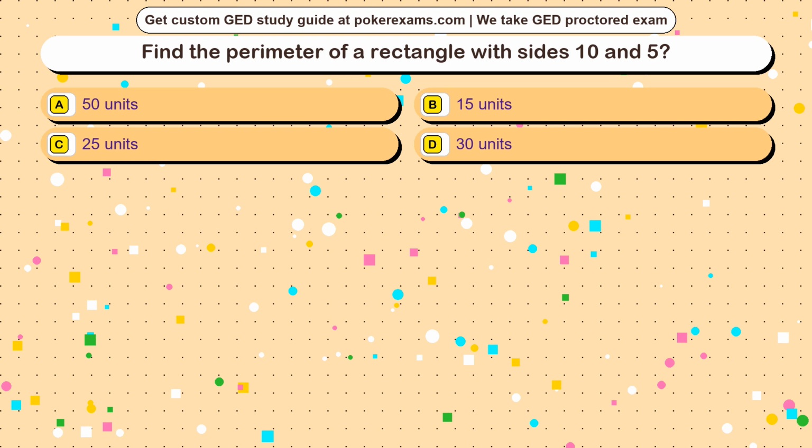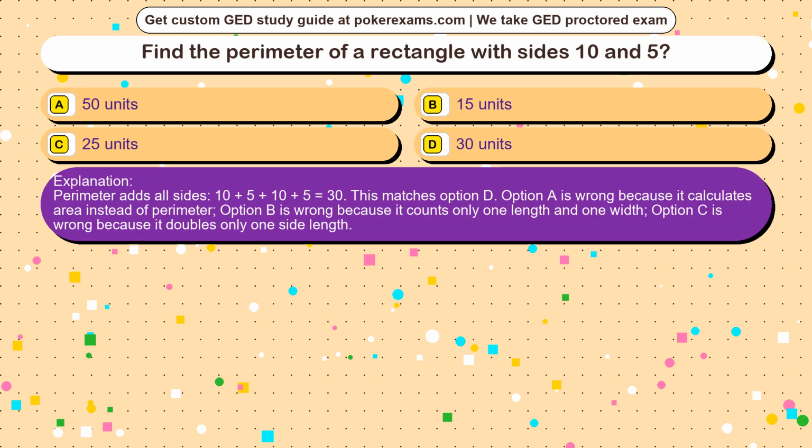The correct answer is option... Perimeter adds all sides, 10 plus 5 plus 10 plus 5 equals 30. This matches option D. Option A is wrong because it calculates area instead of perimeter. Option B is wrong because it counts only one length and one width. Option C is wrong because it doubles only one side length.